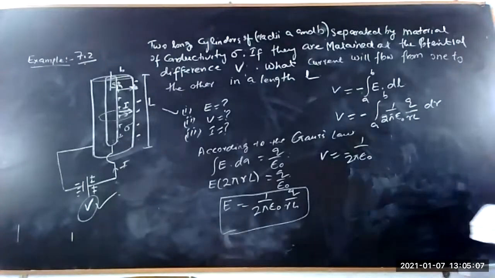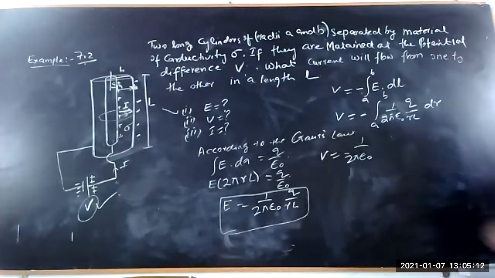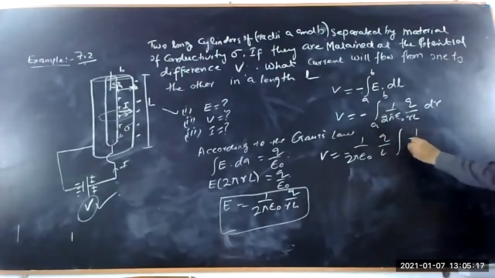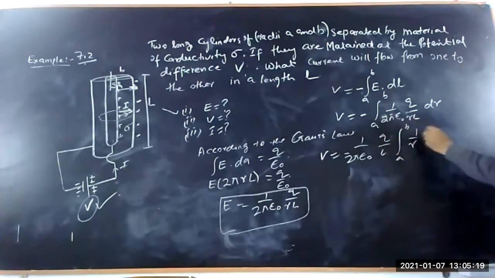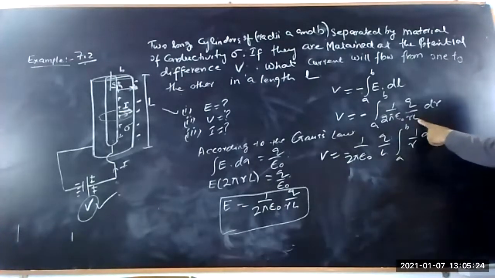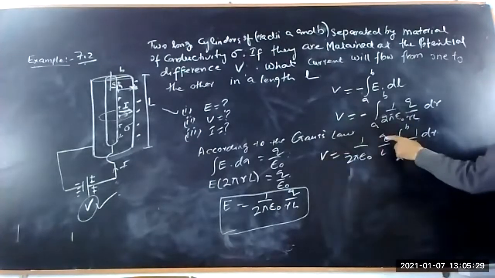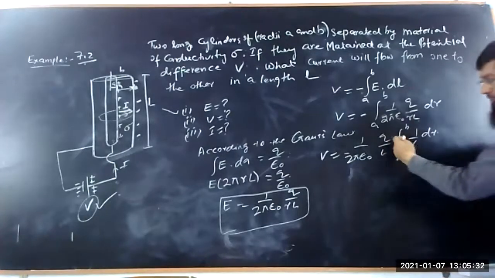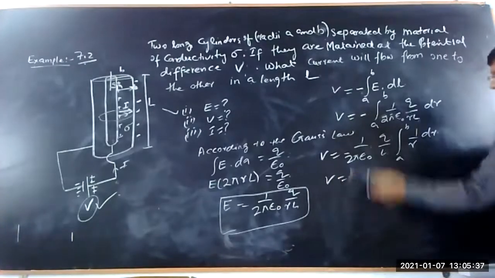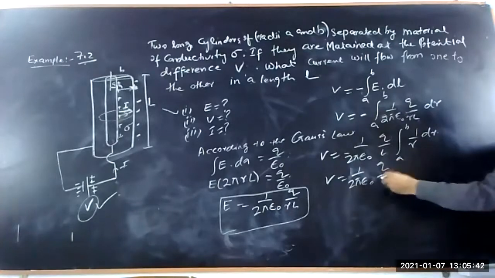So now here V is equal to 1 upon 2 pi epsilon naught Q upon L. So the integral is over 1 upon R, from A to B, dr. Now this L is a constant, the length of the tube is constant, and Q is a constant. These values can be taken out from the integral. So V is equal to 1 upon 2 pi epsilon naught Q upon L.